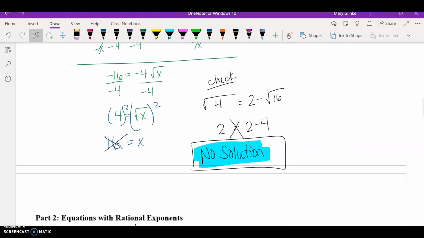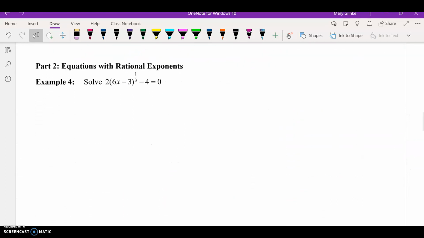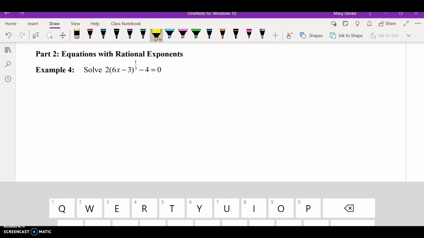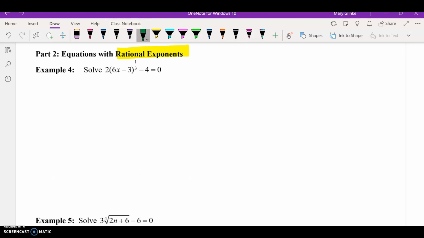Okay, so we're going to move down to part 2 here, equations with rational exponents. So the same first step is going to apply here. We need to get the radical alone. Now the radical here is the cube root. So we're going to go ahead and add 4 to the other side. And divide by 2.